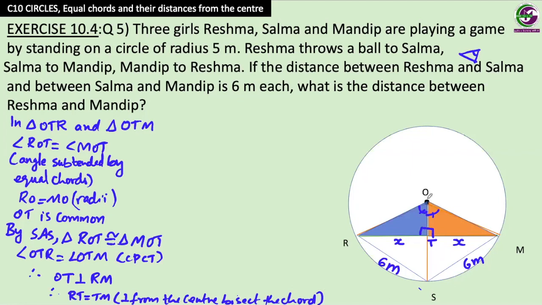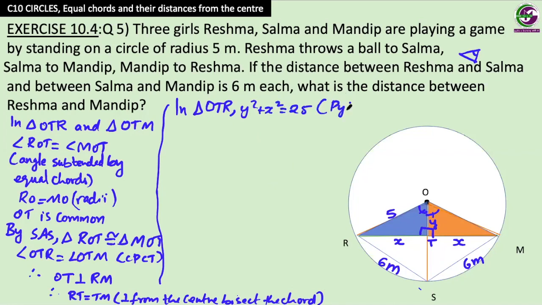Now let us consider the distance from O to T as Y. And the radius is 5 meters we have. In triangle OTR, y square plus x square is equal to 5 square, which is 25, by Pythagoras theorem. Or we can get x square is equal to 25 minus y square. This we need to apply in the next equation.